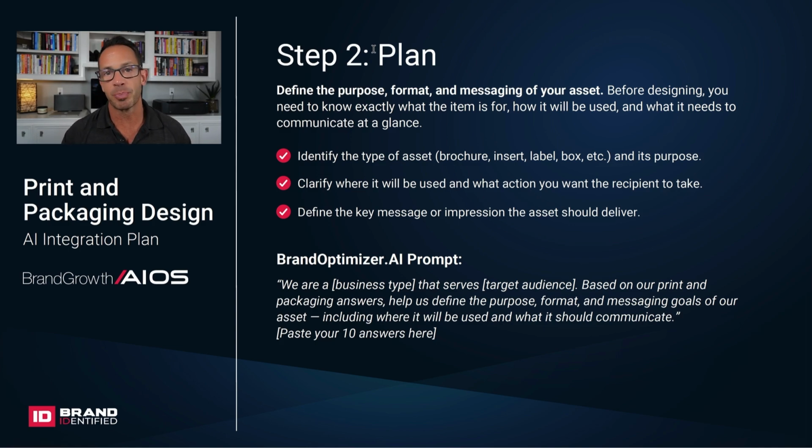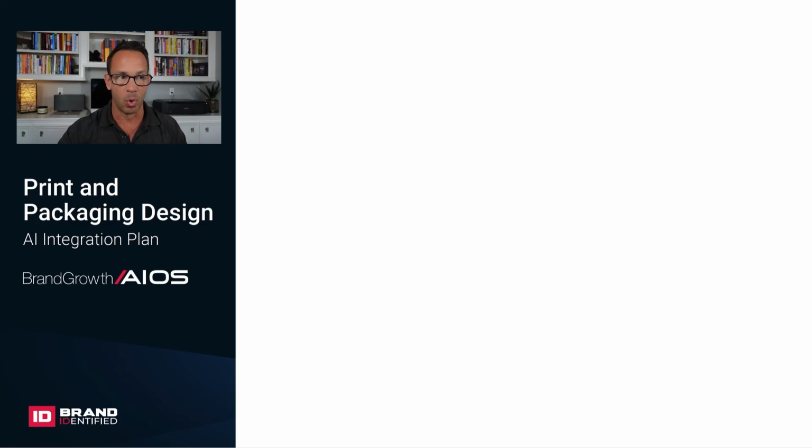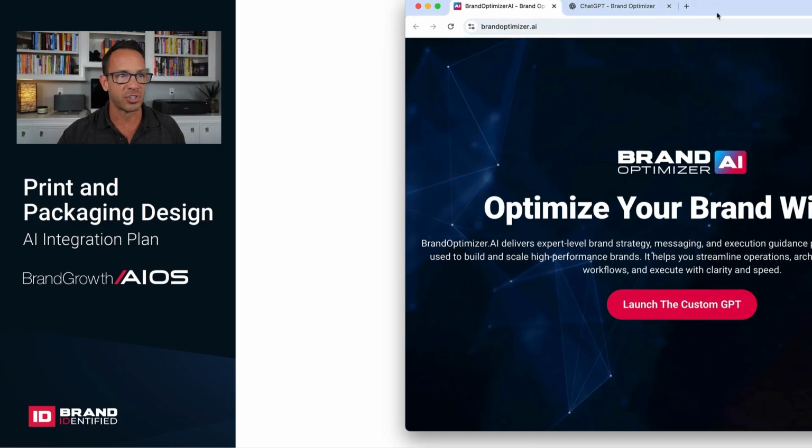So for example, on this prompt right here, this is "we are a," and you would insert your business type there, "that serves," and then you would go ahead and insert your target audience. Now, based on our print and our packaging answers, help us define the purpose, format, and the messaging goals of our assets, including where it will be used and what it should communicate. So you're going to take this prompt, you're going to take the 10 questions from step number 1, and then the 10 answers from step number 1, and you're going to go over to BrandOptimizer.ai.